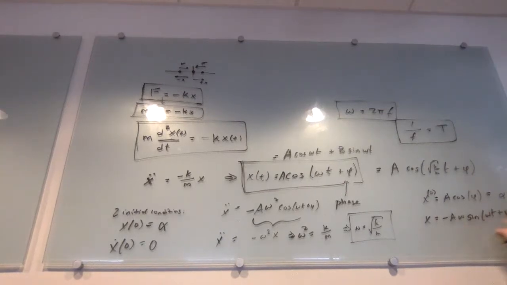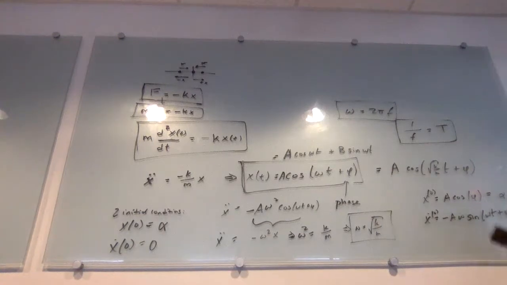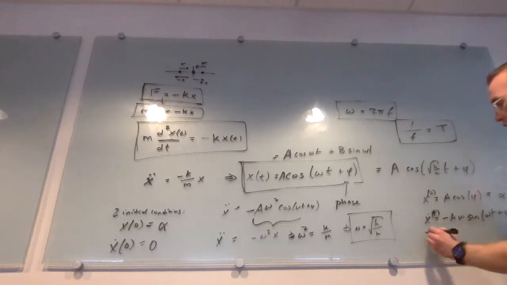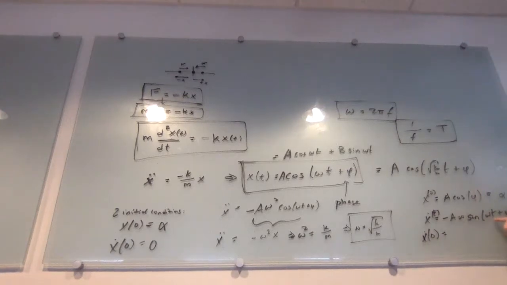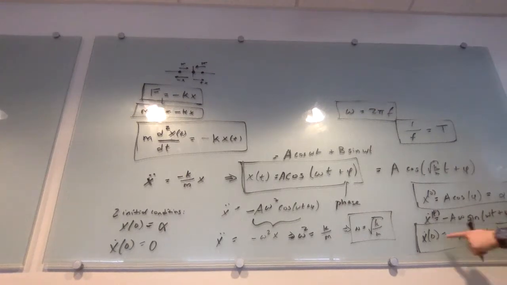But does that make sense? Oh, sorry, x dot of 0. No, I didn't plug in 0 yet. This is x dot of t, and of course, x dot of 0 would just be, plug in t equals 0, and we get minus A omega sine phi. Oh sorry, I didn't say what this is. This is 0. So I plugged in our initial conditions. These two are our initial conditions.